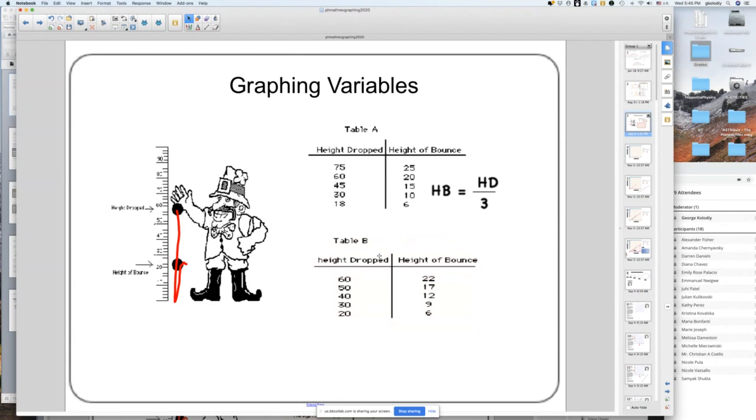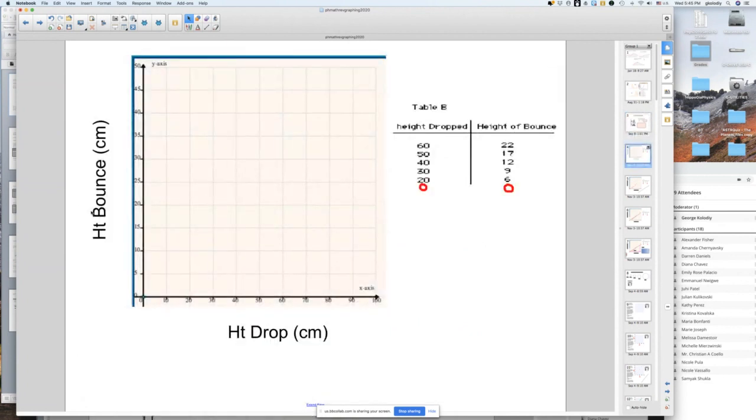But if you take real data, you're not going to get numbers that are that nice. You can't just look at the numbers and say, oh, I know what it is. Here are some sample numbers of a real experiment. So what do you do? You make a graph. So in a graph, a couple of things. Number one, you have to label each axis. What are you going to put on each axis? Height bounce, height drop.